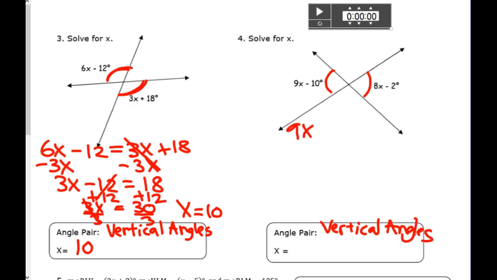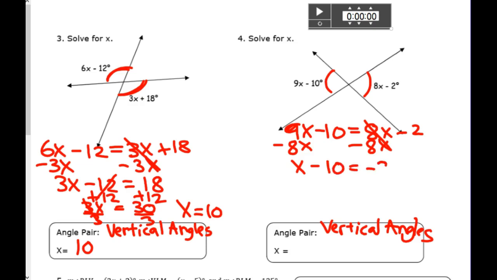You did 9x minus 10 equals 8x minus 2. You got rid of the smaller x, minus 8x on both sides. 9x minus 8x, if you put 1x, that's okay. But 1x is just x, right? Bring down minus 10 equals negative 2.